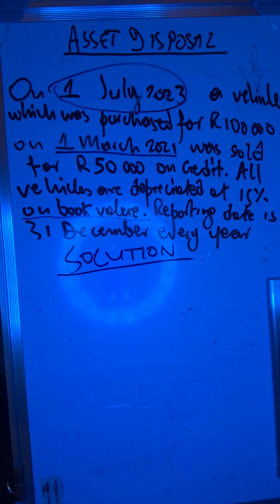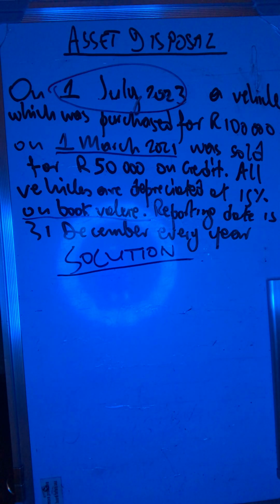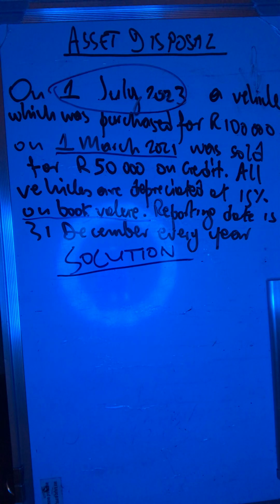Let's look at our scenario in this regard. Our story tells us that on the 1st of July 2023, a vehicle which was originally purchased for 100,000 rands on the 1st of March 2021 was sold for 50,000 rands on credit. Once you see that an asset was sold on credit, you know that your debtors control is going to increase by virtue of that. So when you are doing step 3 of asset disposal, you are going to say debit debtors control, credit asset disposal with the amount of 50,000 rands, because step 3 is whereby you are recognizing the selling price.